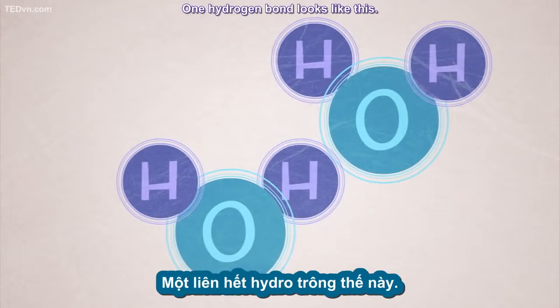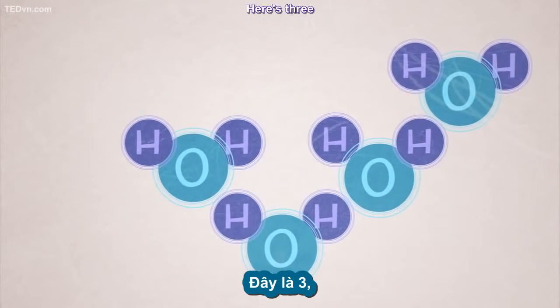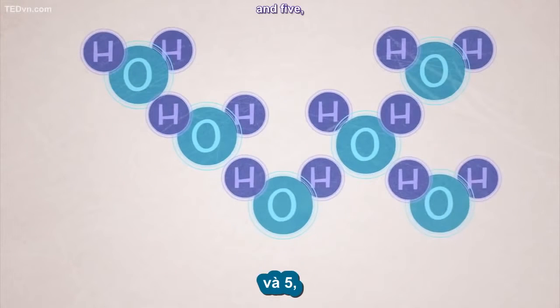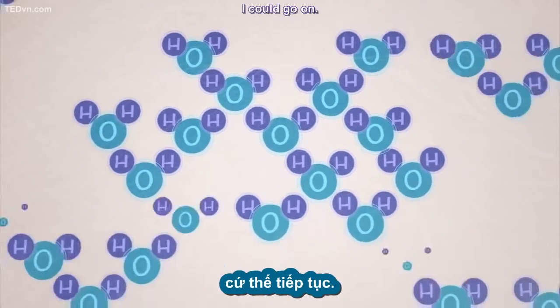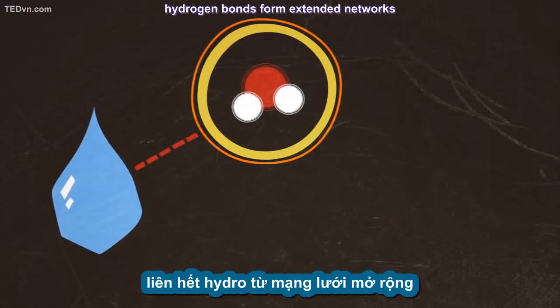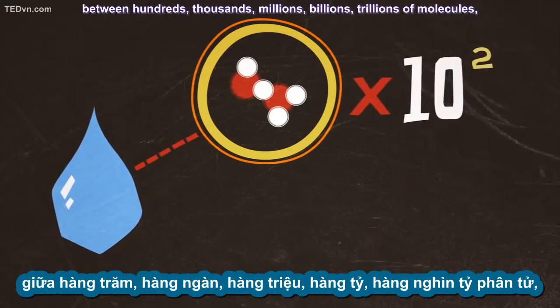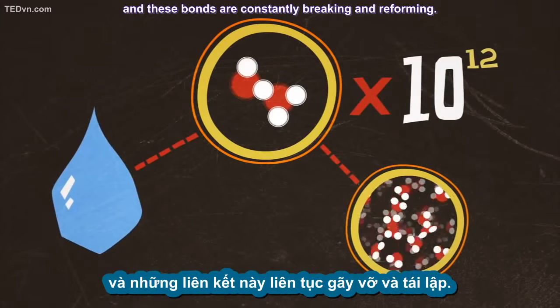1 hydrogen bond looks like this. 2 look like this. Here's 3, and 4, and 5, 6, 7, 8, 9, 10, 11, 12. I could go on. In a single drop of water, hydrogen bonds form extended networks between hundreds, thousands, millions, billions, trillions of molecules, and these bonds are constantly breaking and reforming.